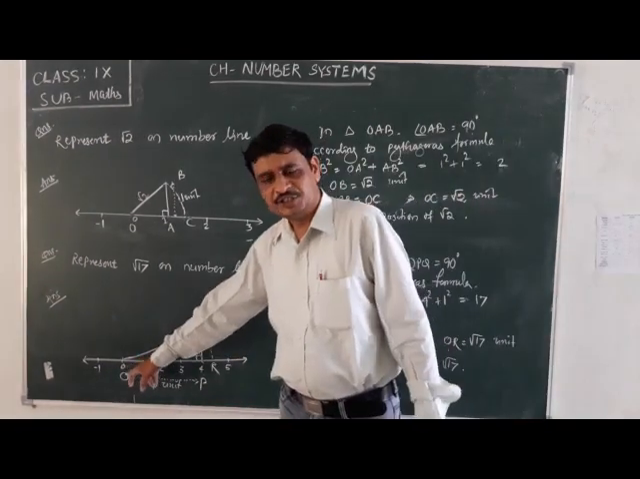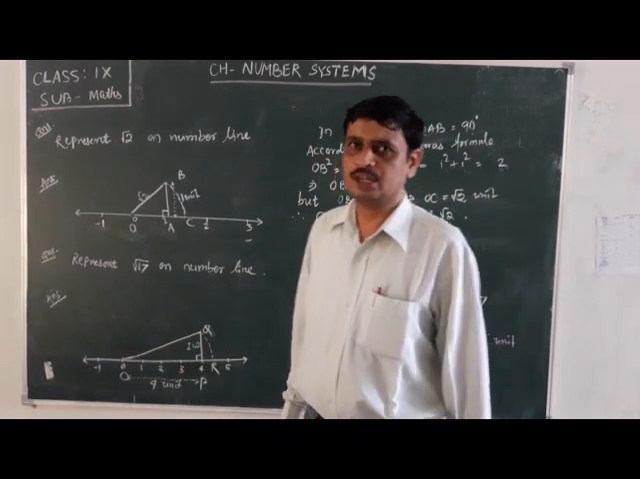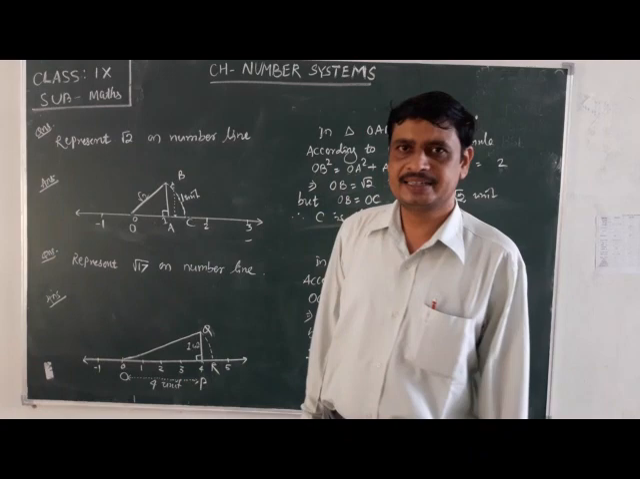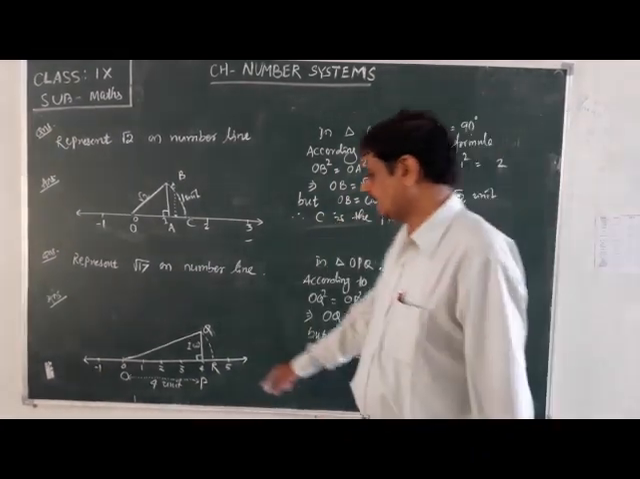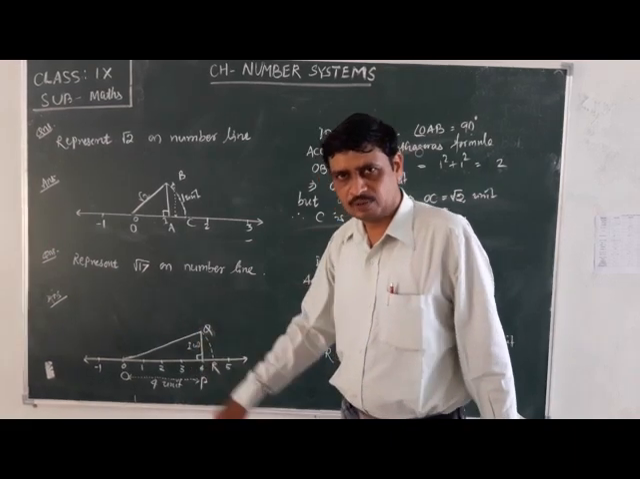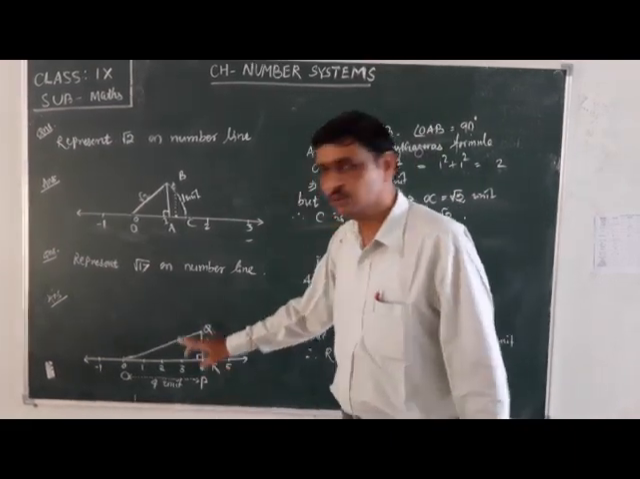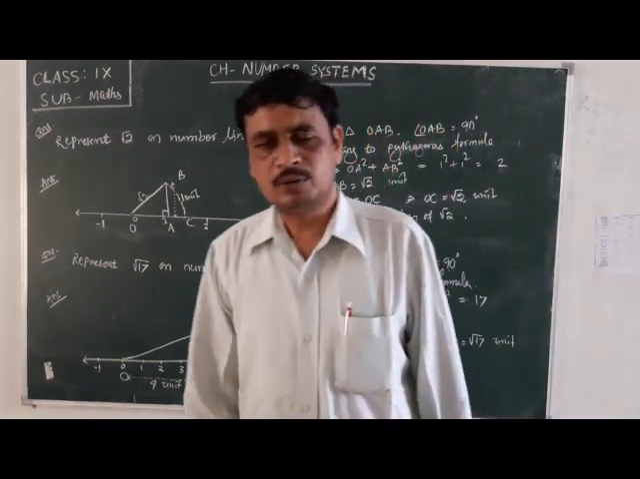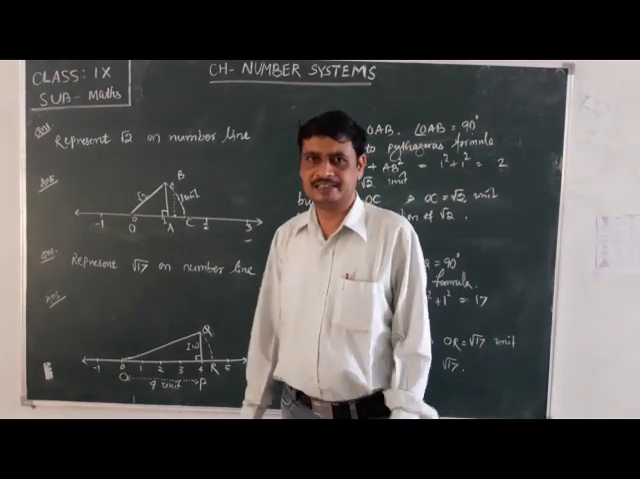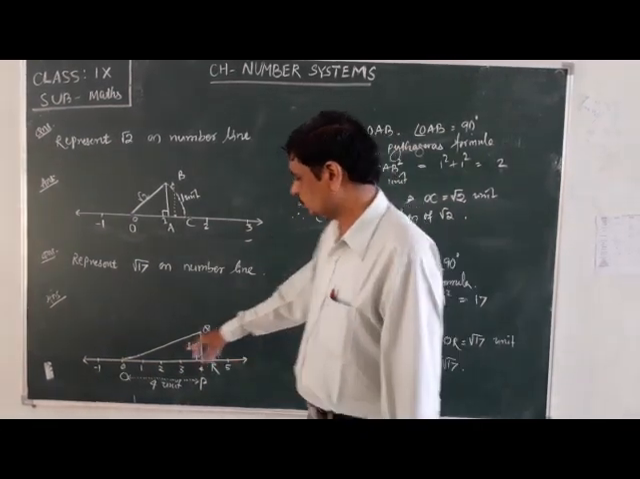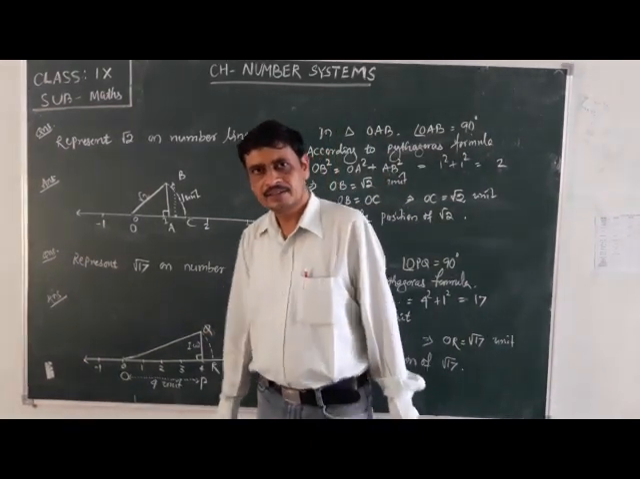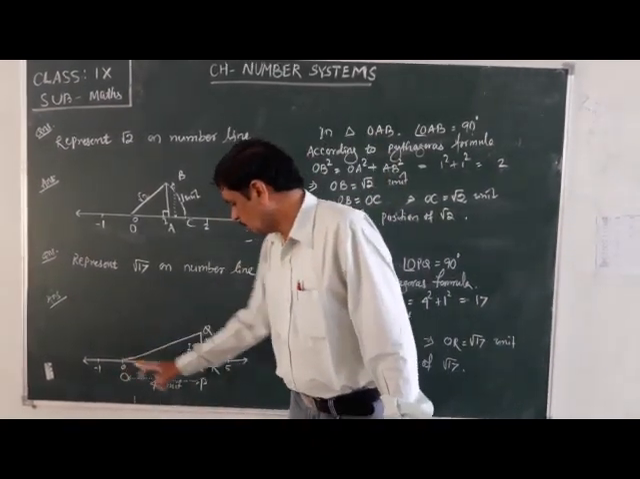At the point 0, it is marked as O, and at the point 4, it is marked as P. Now, at the point 4, a perpendicular PQ is drawn, which subtends 90 degrees on this number line. Now OQ is joined. Here we are getting a triangle OPQ.